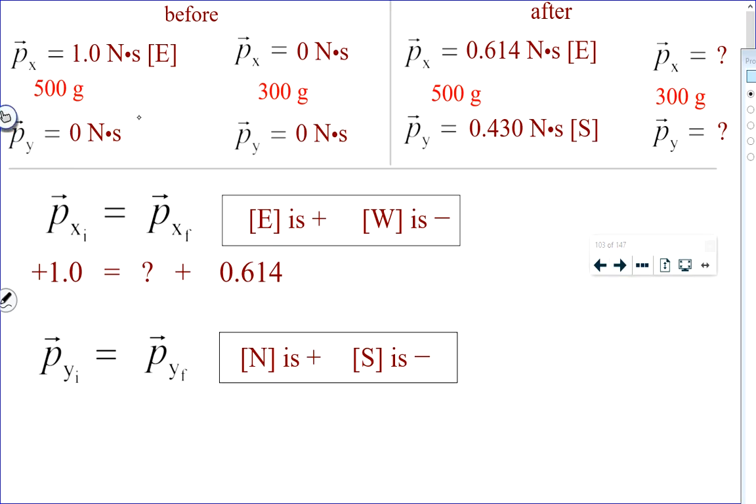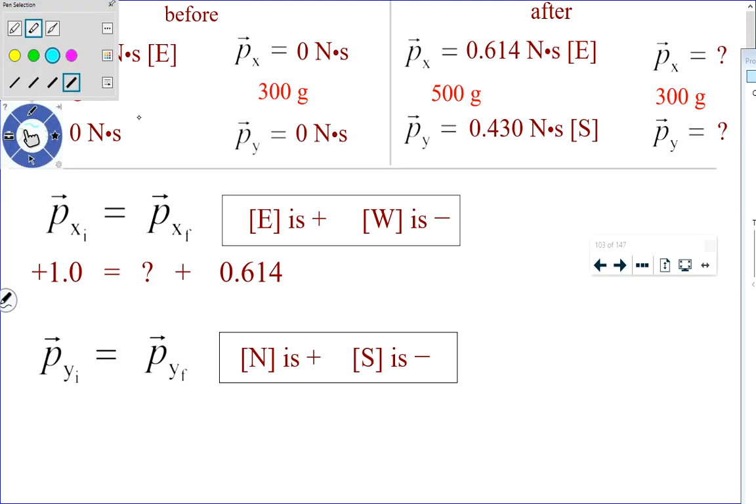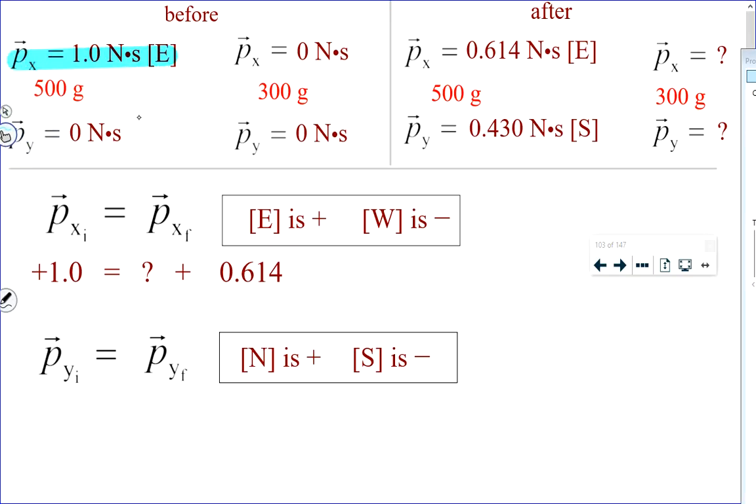the x's before, I'll just show you this again. This is an x before and this is an x before. They add to give you positive 1 because that's east. When we look at the after, we have this 0.614, which is east, plus we don't know. So that's where I am getting this equation from. Just give yourself a second to think about that.